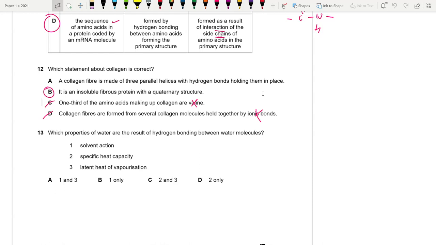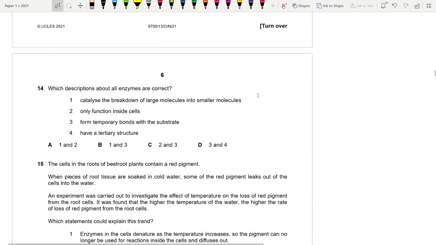Okay. Now 13. Which properties of water are a result of hydrogen bonding? Solvent action, specific heat capacity, latent heat of vaporization. 2 and 3. The solvent action is not due to hydrogen bonding. It's just polar. Okay. The polarity makes it a good solvent for polar compounds. This was not in the book, and this is not as a result of hydrogen bonding. Okay.